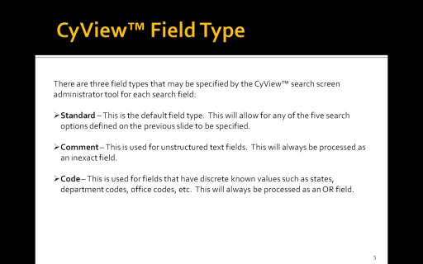There are 3 field types that may be specified by the CyView search screen administrator tool for each search field. Standard, which is the default type, allows for any of the 5 search options just demonstrated to be enabled for each field. Comment, this is used for unstructured text fields and will always be processed as an inexact field. And finally, code. This is used for fields that have discrete known values such as states, department codes, office codes, etc., and will always be processed as an OR field as previously demonstrated.